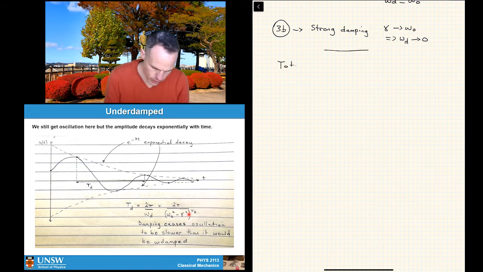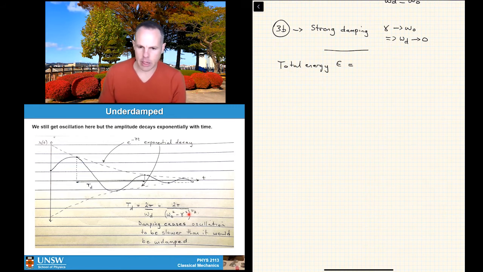So we have a total energy here, E, and it's going to be T plus V, and it's a rather simple thing. We've done it to death in the last few lectures. So it's a half m x dot squared plus a half k x squared, like so, okay?